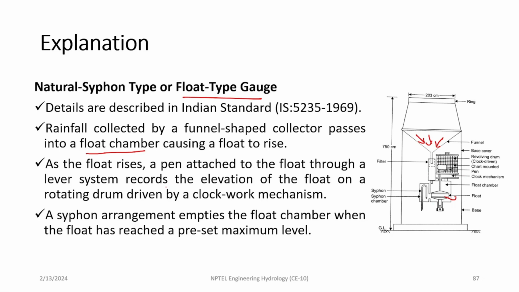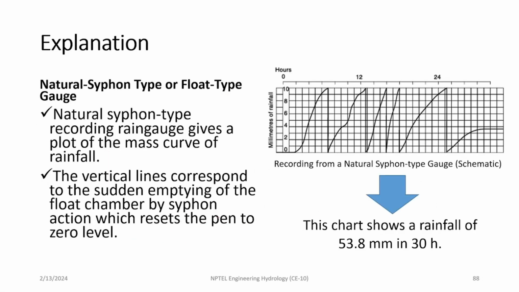Now some more information. This siphon arrangement basically empties the float chamber. The main purpose of this siphon is to empty the float chamber when it gets entirely filled. Now you can see further information that after getting a chart from this natural siphon type rain gauge, we are getting the graph like this.